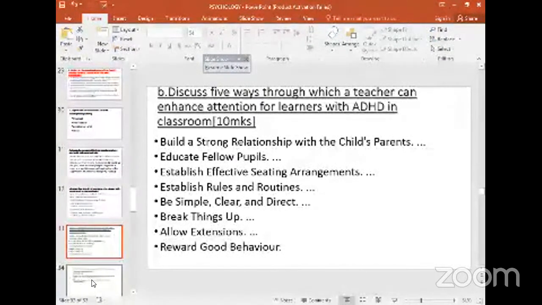Again, the teacher may also allow peer tutoring, where other learners educate their fellow pupils as a way of enhancing attention for the learners with ADHD, and also establish effective seating arrangements so that those with hyperactivity disorder are either seated close to the teacher or seated in the middle of others, especially if they are out of seat every time. This will at least control them.